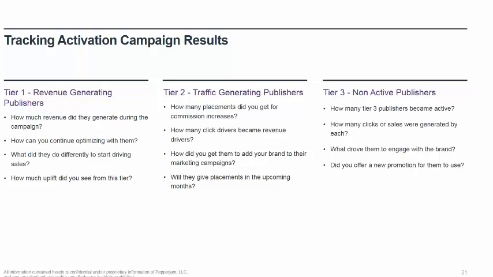For your Tier 3 non-active publishers, how many of them became click active, or did they even become revenue active? Did you offer them anything specific in order to generate these sales, and were you able to generate some new publishers from this as well?